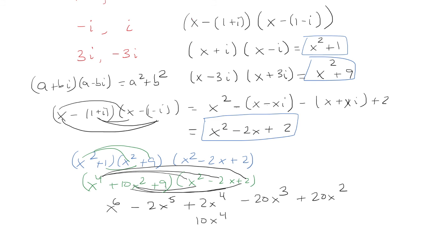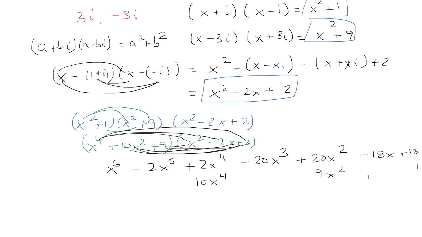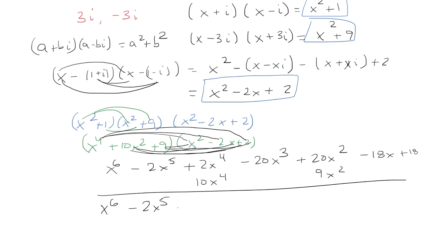Now let's move on to 9. 9 times x squared is 9x squared. 9 times negative 2x is negative 18x. And lastly, 9 times 2 is 18. So now what we're going to do is just add all of these. So we have x to the 6th minus 2x to the 5th plus 12x to the 4th minus 20x cubed plus 29x squared minus 18x plus 18.